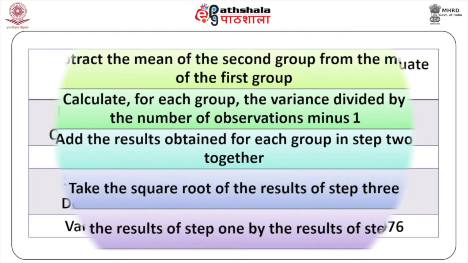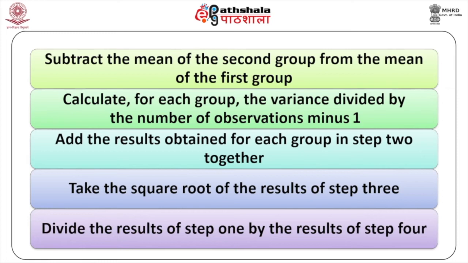To calculate t, first subtract the mean of the second group from the mean of the first group. Second, calculate for each group the variance divided by the number of observations minus 1. Third, add the results obtained for each group in step 2 together. Fourth, take the square root of the results of step 3. Fifth, divide the results of step 1 by the results of step 4.